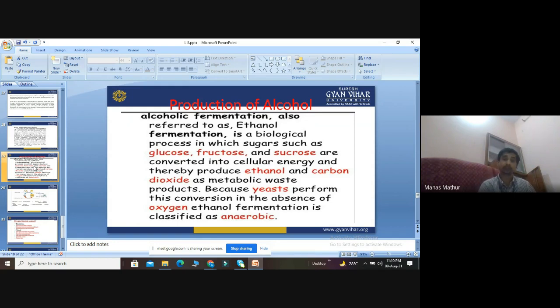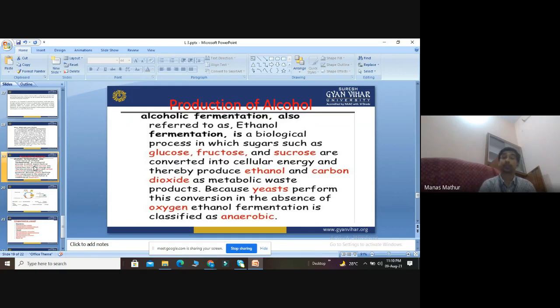So what are they producing? Ethanol and carbon dioxide as metabolic waste products. In this reaction, we use a fungus, that is yeast, which increases this production, because yeast performs this conversion in the absence of oxygen. So we can say that the whole reaction is anaerobic.